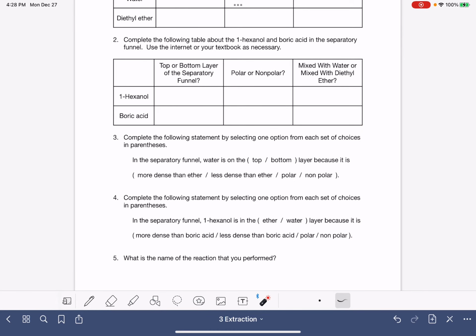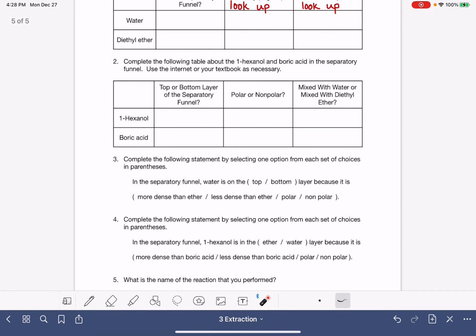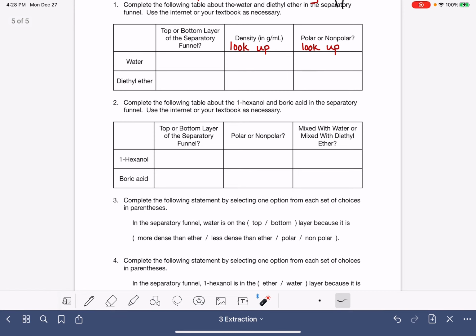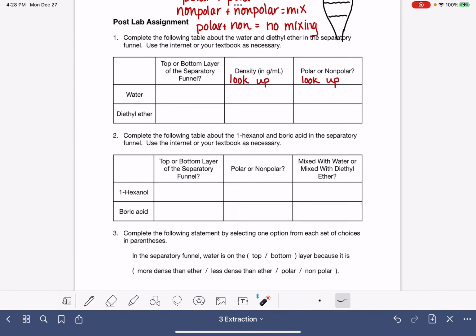Those are also pretty similar. This one is asking you to choose, where is the water? Is it the top layer or the bottom layer? Well, that's going to be based on what you wrote here. And why is it on the top or the bottom layer? So you've got two choices. It either has to do with density or it has to do with polarity.